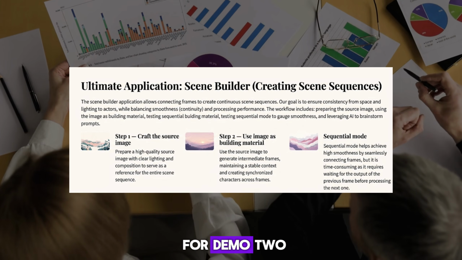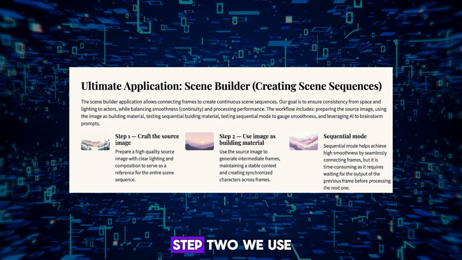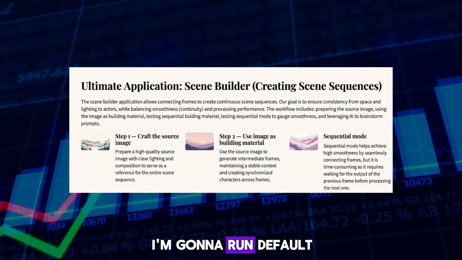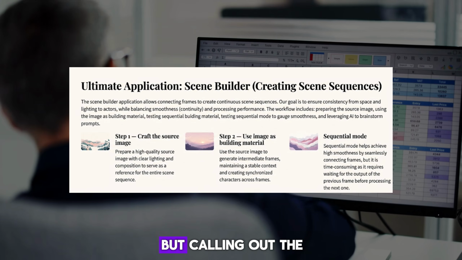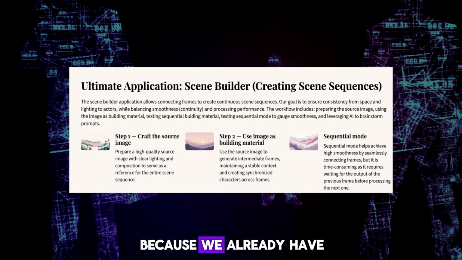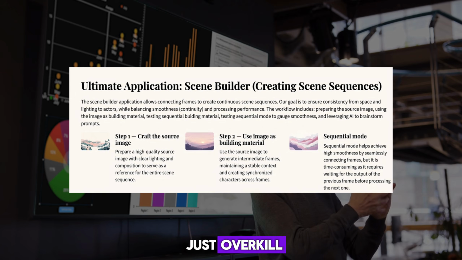Here's the game plan for Demo 2. Step 1. We forge the base image. Step 2. We use it as the raw material to construct our scene builder. I'm going to run default with no seed lock, and default with no seed lock, but calling out the reference file names. Why no seed lock? Because we already have our bait images. Using seed lock on top of that is just overkill.